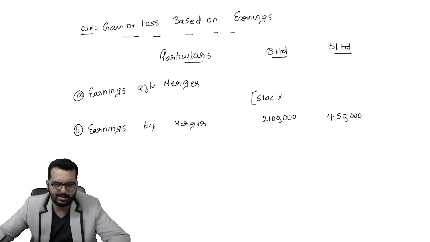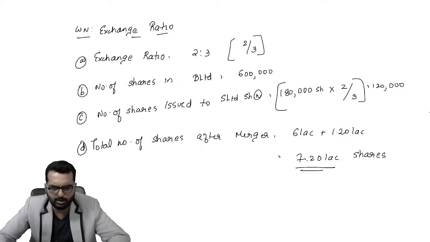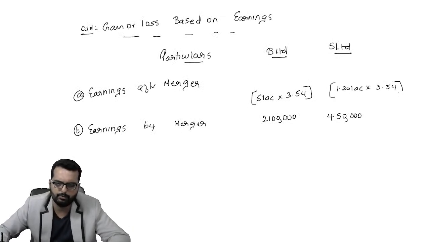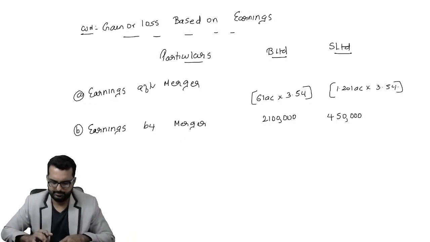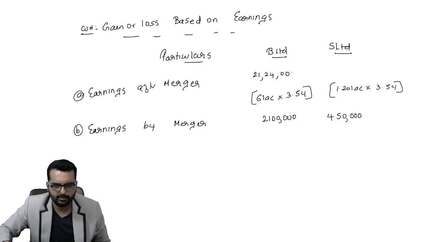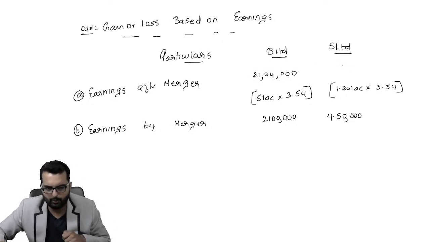So here it will be 6 lakh shares into the new EPS, 3.54. Whereas for the second one, the new number of shares is 1 lakh 20,000. It will be 1 lakh 20,000 shares into 3.54. You'll get the answer as 21 lakh 24,000. And here we'll get 4 lakh 24,800.